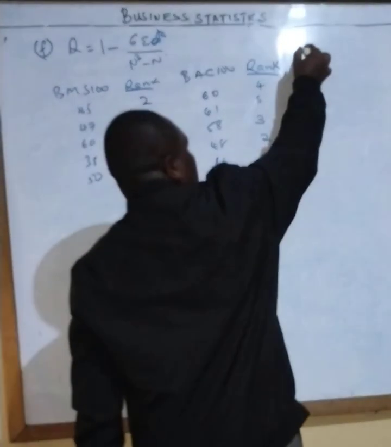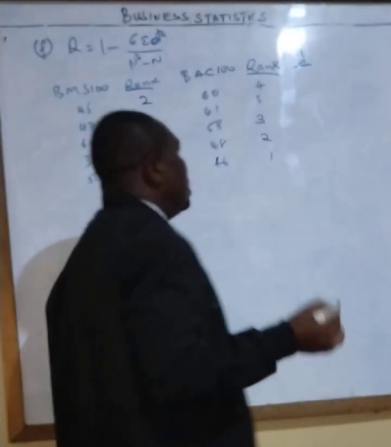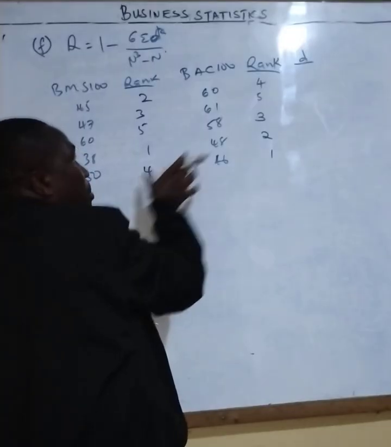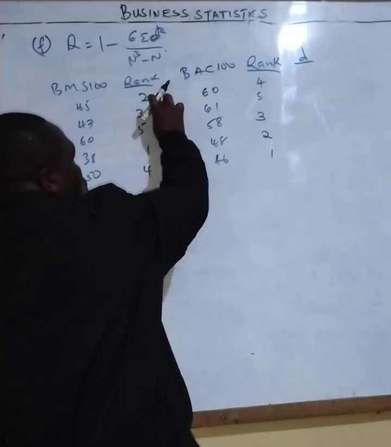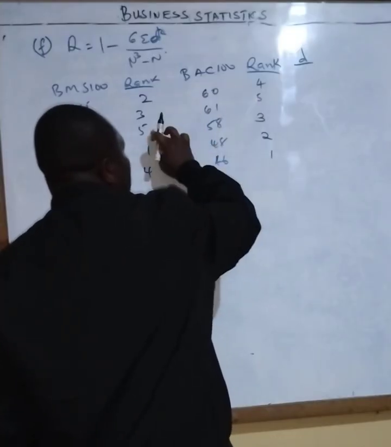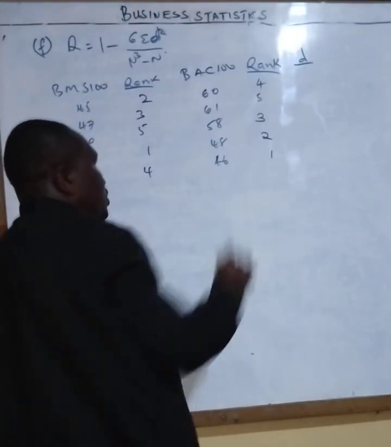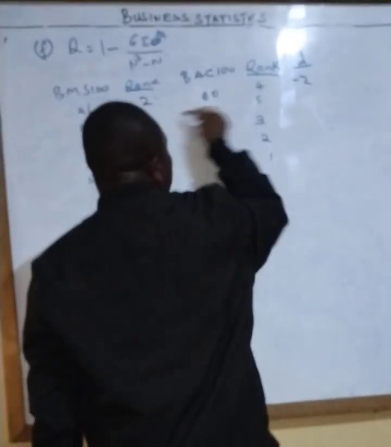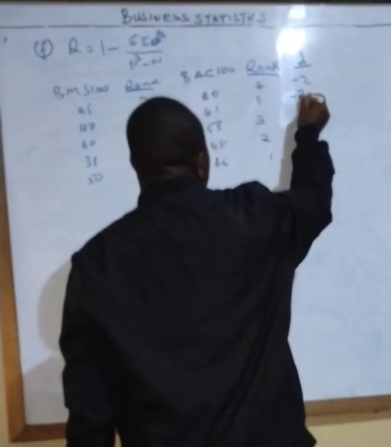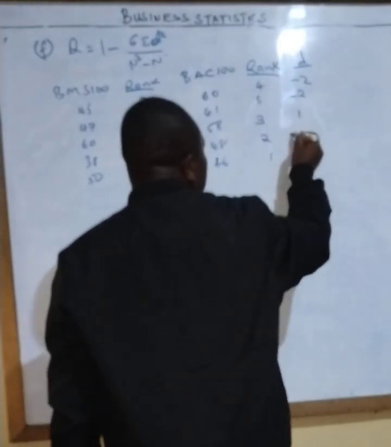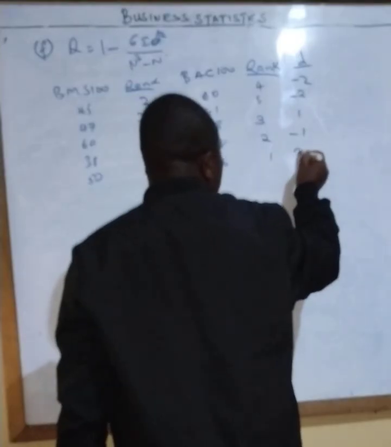In this case, it is represented by letter D. So what is the difference now? It is the rank of this one minus this. So it will be 2 minus 3, 2 minus 4, 3 minus 5, 5 minus 3, and all that up to the end. So this minus this is negative 2. This minus that is negative 2. This minus this is positive 1. Sorry, this minus that is negative 1. This minus that is 3.